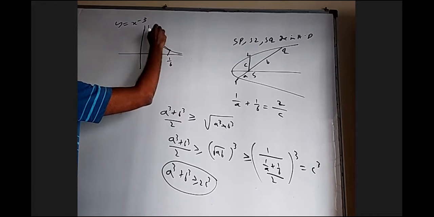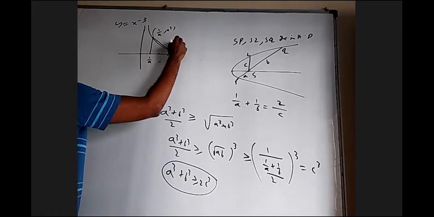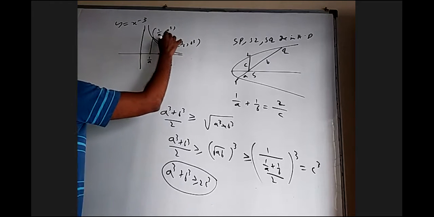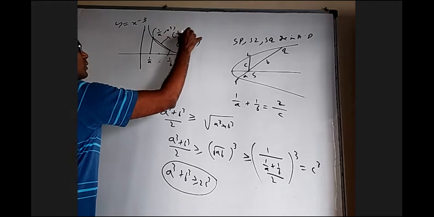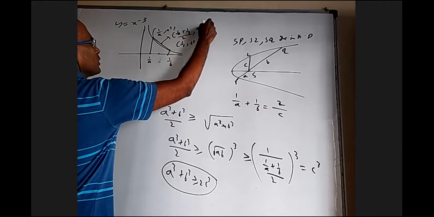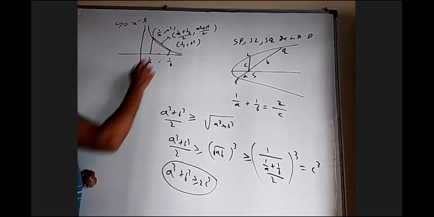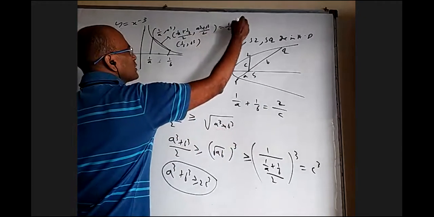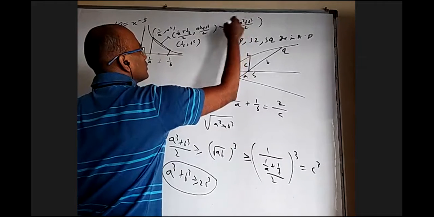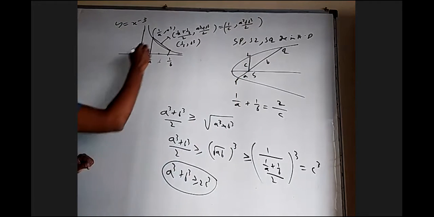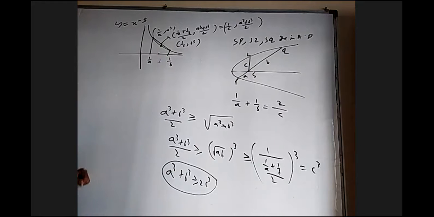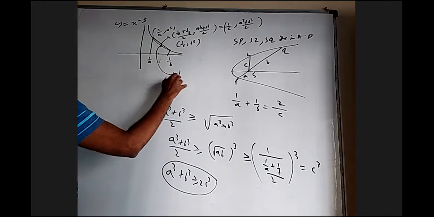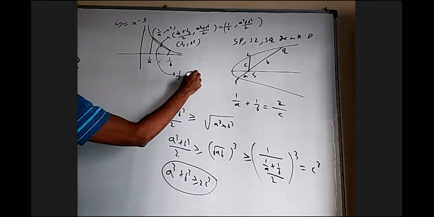What is this point? It will be 1 by A comma A cube. This point is 1 by B comma B cube. If we take their midpoint, the coordinates are 1 by A plus 1 by B by 2, A cube plus B cube by 2. But 1 by A plus 1 by B by 2 is 1 by C. So this is actually 1 by C comma A cube plus B cube by 2. If you take a point straight below that, that will have the same x coordinate, that is 1 by C. But the y coordinate comes from this, which is C cube.